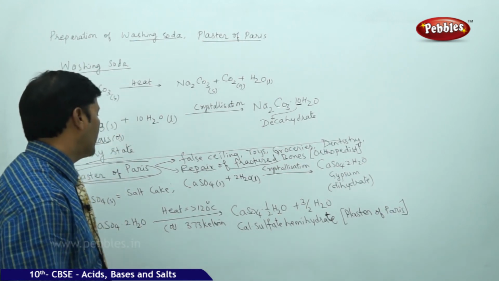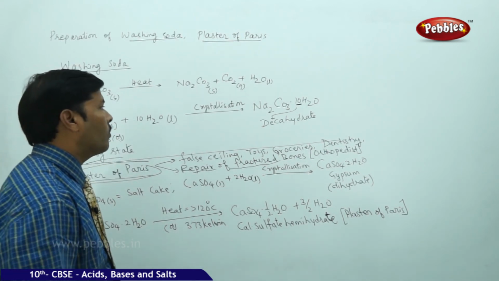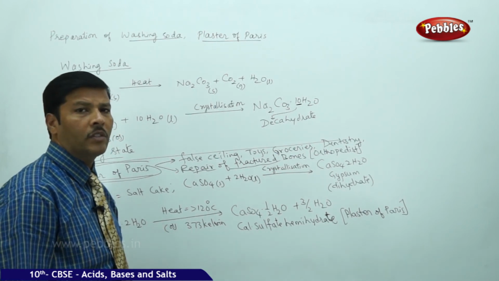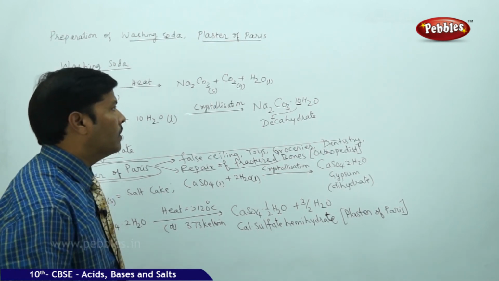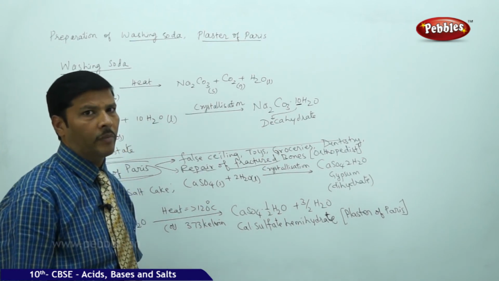So these are all some of the important uses of plaster of Paris. And washing soda, it is used for washing purposes. Baking soda, it is used for baked food items. And these are all some of the applications of various salts which we have to learn here in this particular topic.